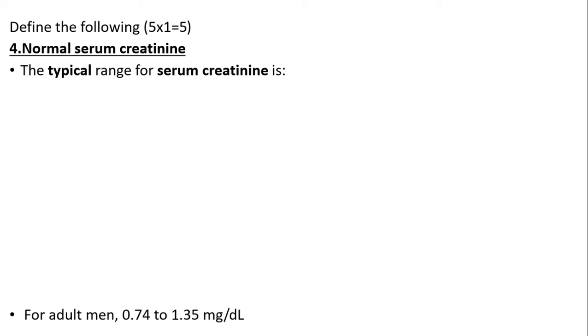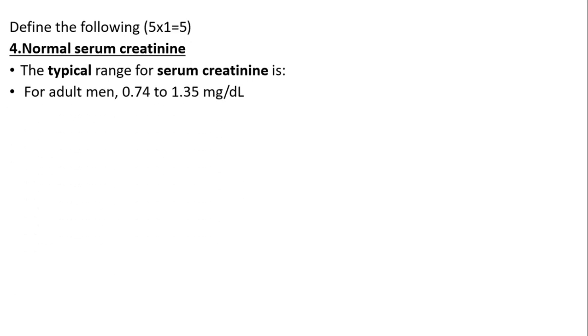Define normal serum creatinine. The typical range of serum creatinine for adult men is 0.74 to 1.35. For adult women, it is 0.59 to 1.04.